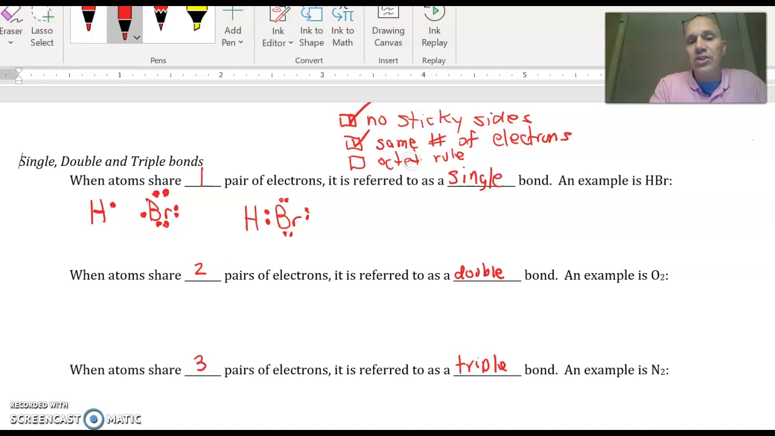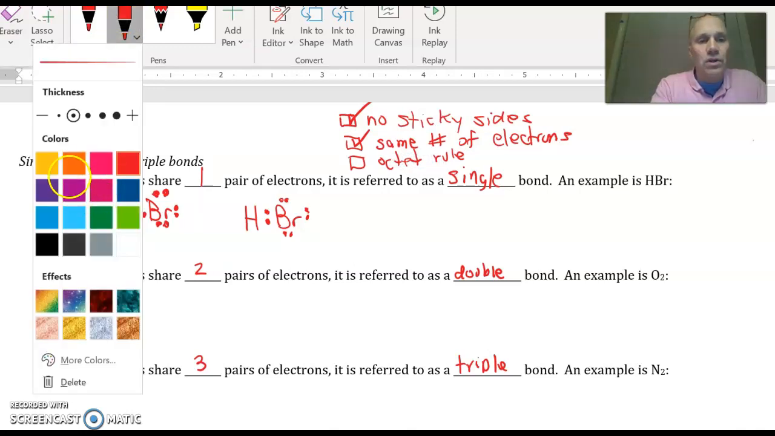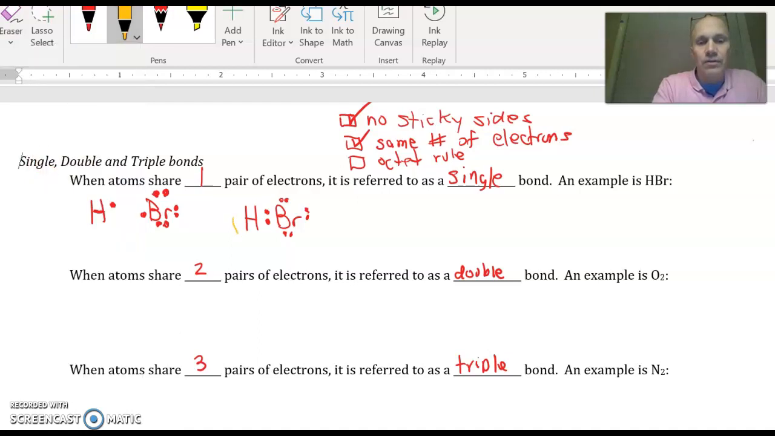And the last thing, and this is pretty important, is to check to make sure that all of your atoms are now obeying the octet rule. A way to do that is I'm going to go ahead and circle the hydrogen atom right here.